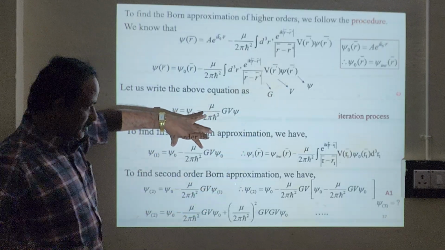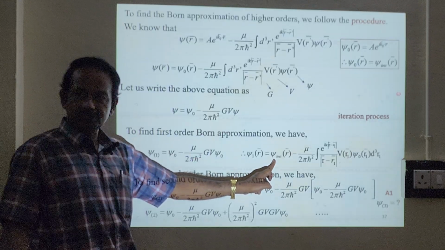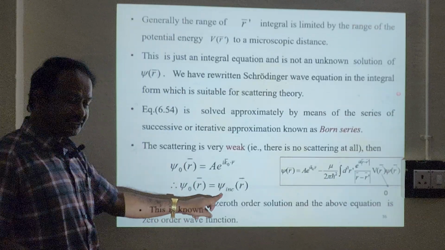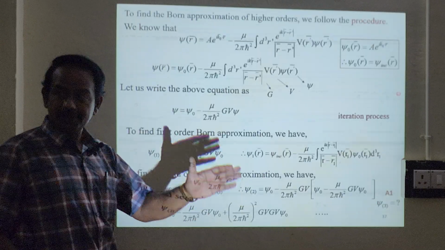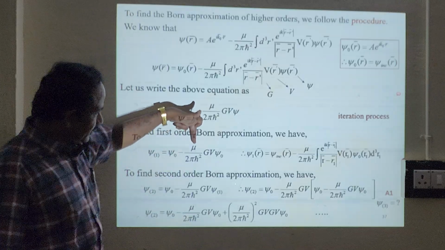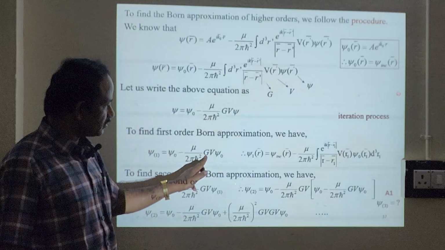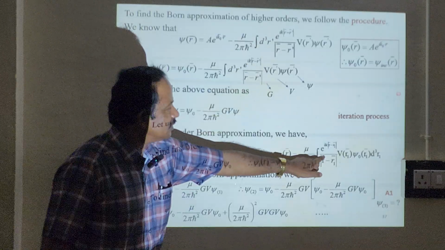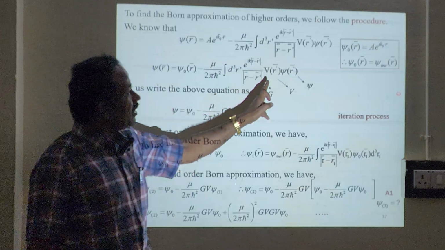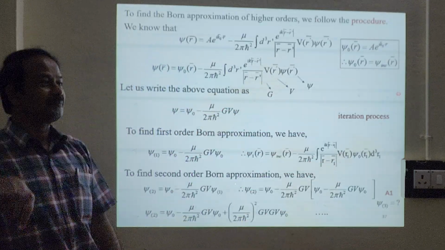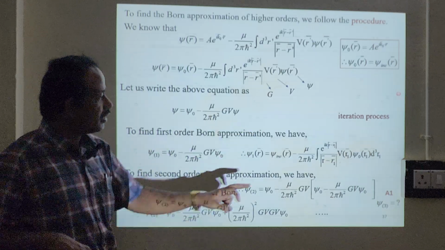So now we will go for the first order. Clearly we will explain. Now psi naught is replaced by psi incident. Of course we know that psi naught is nothing but psi incident, which is nothing but your plane wave equation. And the same thing we have written, minus mu divided by 2 pi h bar square. Your G is this term, your V is this term, and this is for the first order. R is replaced by R1.